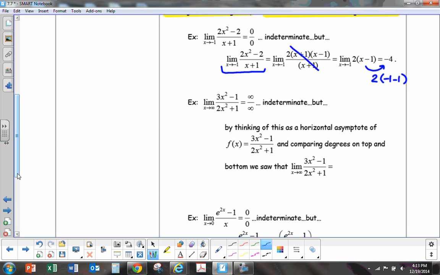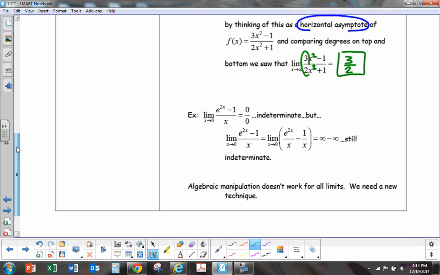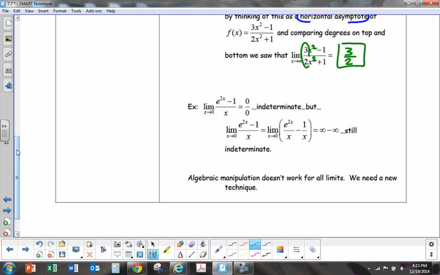We also saw in chapter 1 that if I'm approaching infinity and I just have a rational function, we can think about horizontal asymptotes of the function. And so we compare the degree on top and bottom. We see in this case that the degree on top is 2, degree on bottom is 2. If the degrees match, that's when we take a ratio of the leading coefficients. So this limit will equal 3/2. So that was a 0 over 0 case first, and then an infinity over infinity case. This is another 0 over 0 case.